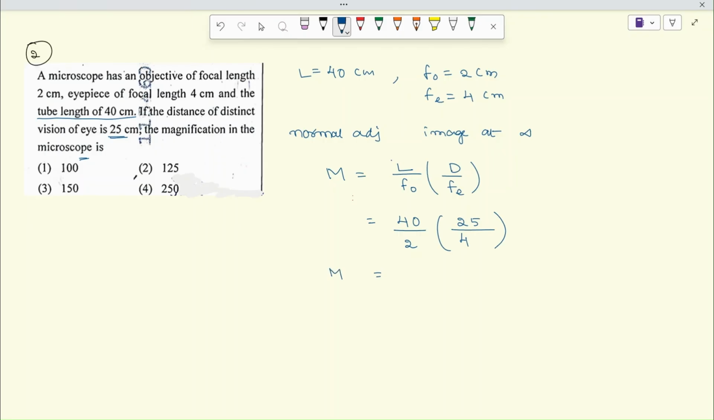So magnification is how much? 4 and 40, 10, 2 in this one, 5 times. 5 into 25, 125 is the magnification. Option 2.